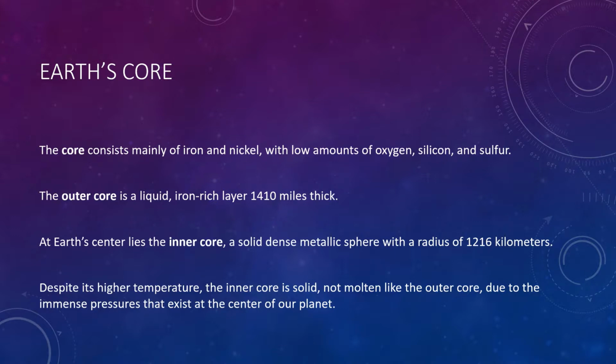At Earth's center lies the inner core, a solid, dense metallic sphere with a radius of about 754 miles. Despite its higher temperature, the inner core is solid, not molten like the outer core, due to the immense pressures that exist at the center of our planet. The density at Earth's center is about 13 times that of water, or 13 grams per cubic centimeter.